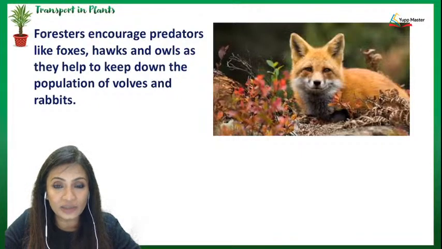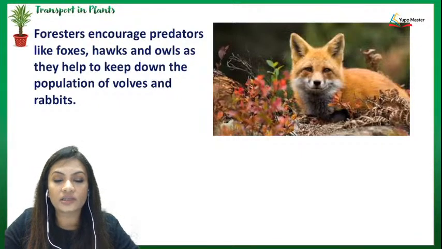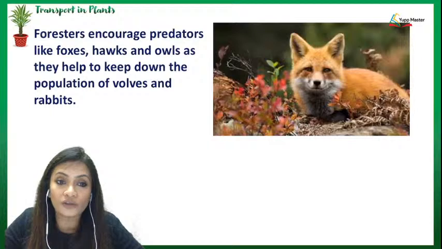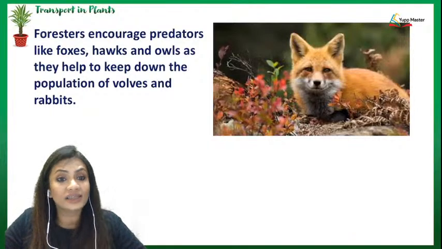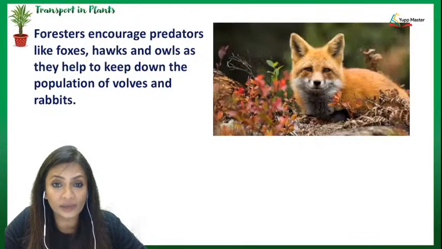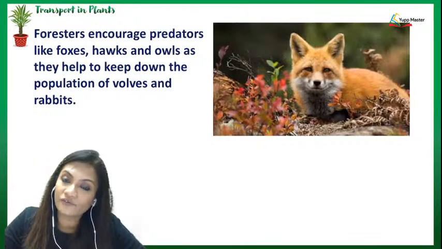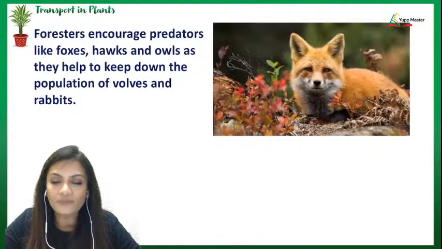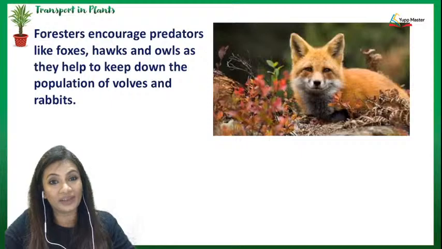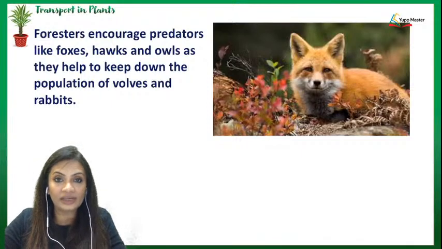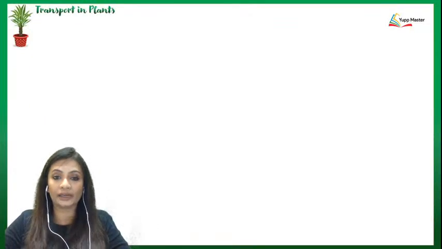So because of the presence of predators like foxes, hawks, owls, what do they do? They are going to naturally keep down the population of wolves and rabbits. How do they do that? This is what they would hunt. So if these predators are there, then rabbits and wolves would naturally be staying away from this forest area, and this would help that forester prevent the destruction of any new crop that they may have laid down in that area. All right.